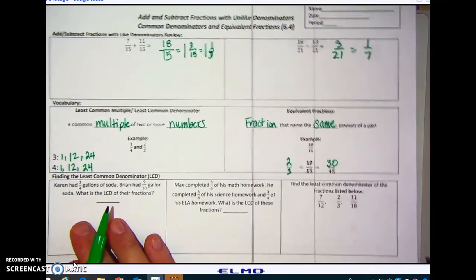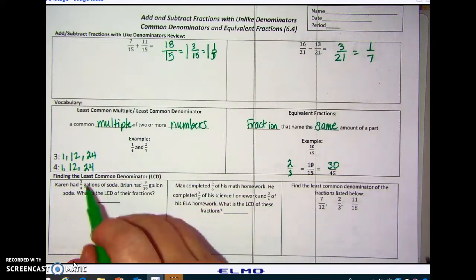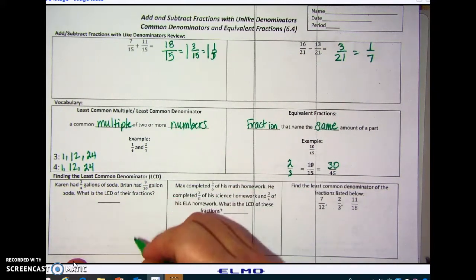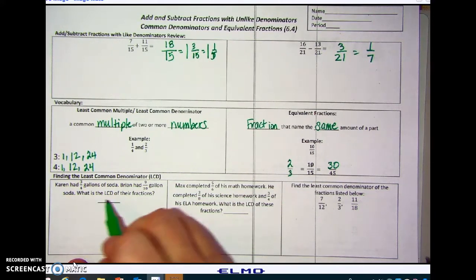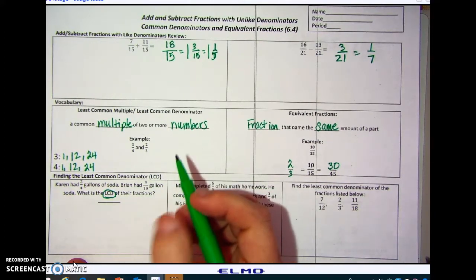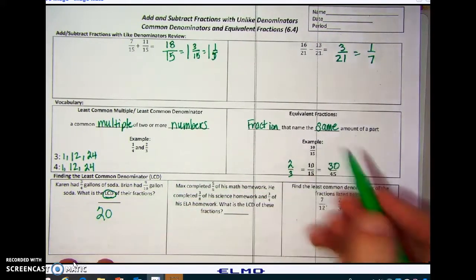Let's find the least common denominator. It's going to be the denominator that is common. And you're going to see this problem again. Looks like it's on the back as well. Karen had 3/4 a gallon of soda. Brian had 9/10 a gallon of soda. What's the lowest common denominator, known as the LCD? The lowest common denominator for both of those is 20.